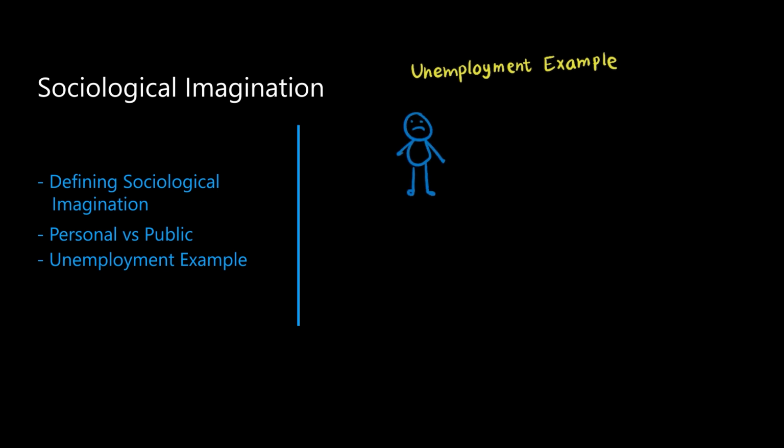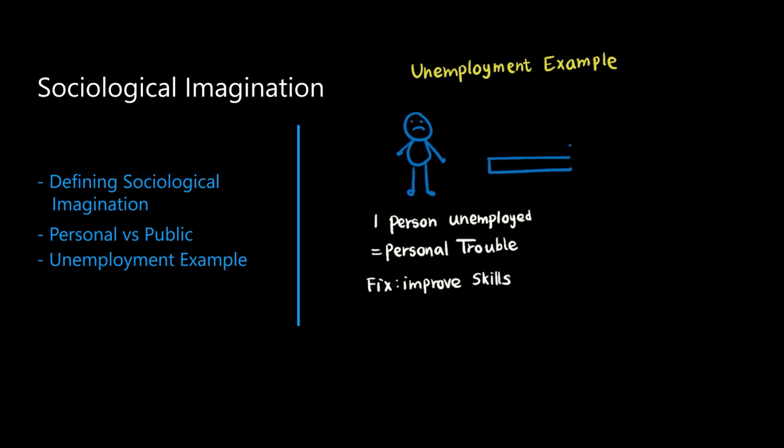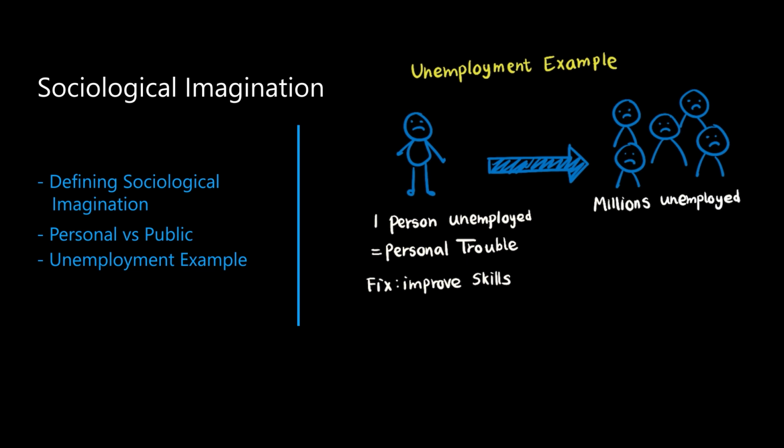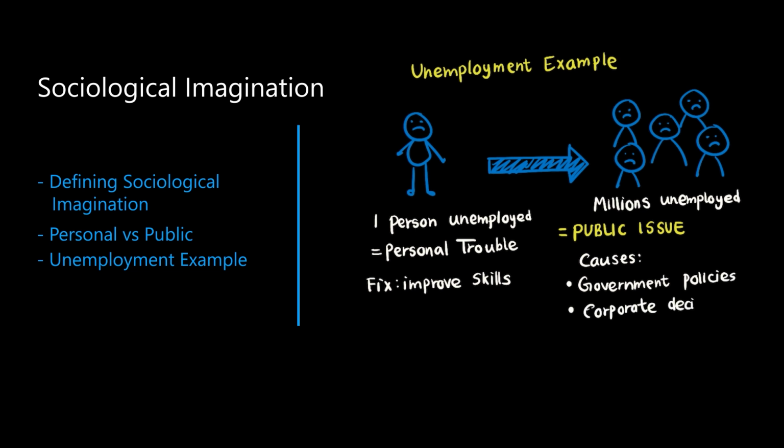When one person in a city loses their job, that's a personal trouble. That individual needs to find work and maybe they need to improve their skills or network better. But when millions of people are unemployed during an economic recession, that's a public issue. It's not about individual failings anymore, it's about the structure of the economy, government policies, corporate decisions, and broader social forces. The sociological imagination helps you make this connection.